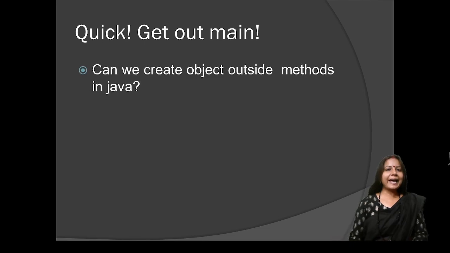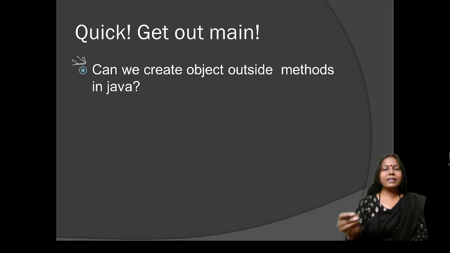Today's topic: can we create an object outside the main method in Java? Today I would like to clear the concept about this. If I talk about a real Java application, what is it? It is nothing but objects talking to one another. In this case, talking means an object calling methods on another object.